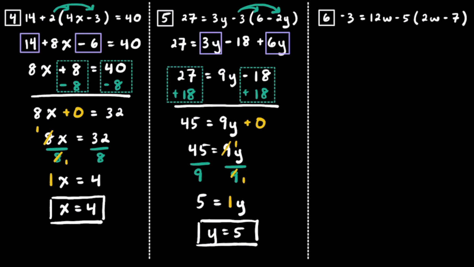For number 6, let's try one more where we're going to have to distribute a negative number, because I know that can be a little bit confusing sometimes and hard to keep track of all the signs. So let's go ahead and see.